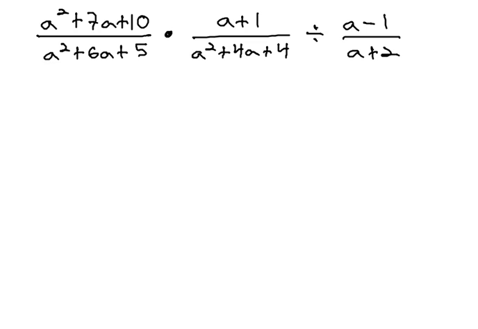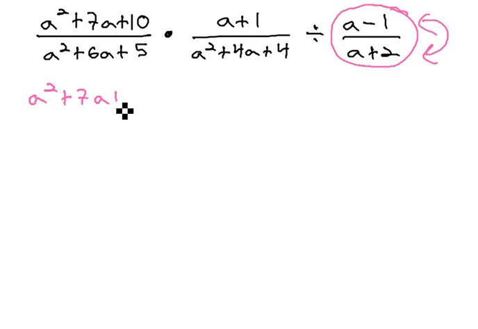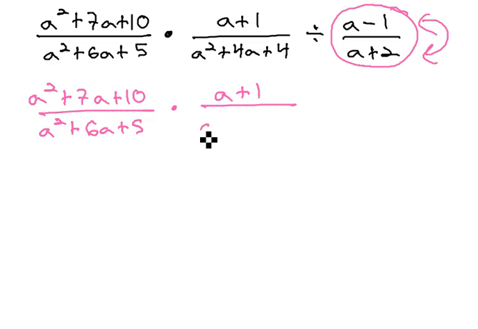We know if there's division, the first step we need to take care of is multiplying by the reciprocal. We never really divide, only multiply. So let's rewrite the problem, multiplying by the reciprocal. We have a squared plus 7a plus 10 over a squared plus 6a plus 5 times a plus 1 over a squared plus 4a plus 4 being multiplied now by the reciprocal, a plus 2 over a minus 1. Now we're ready to move on.